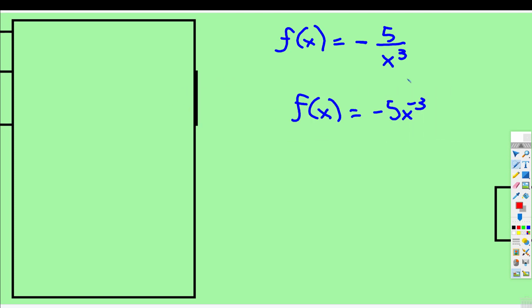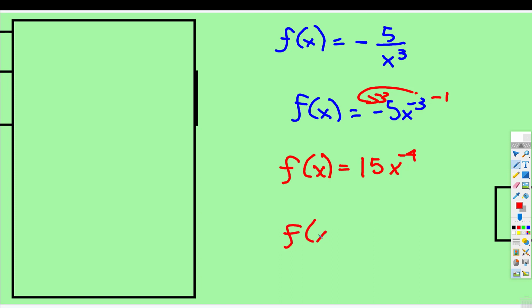So we're going to rewrite this with a negative sign. So negative 5 x to the negative cube. This is going to come down in front, and then we're going to subtract 1. So we have f of x is equal, well, negative 3 times negative 5 is positive 15, and then that will be x to the negative 4th. So our final derivative will be equal to positive 15 over x to the 4th.